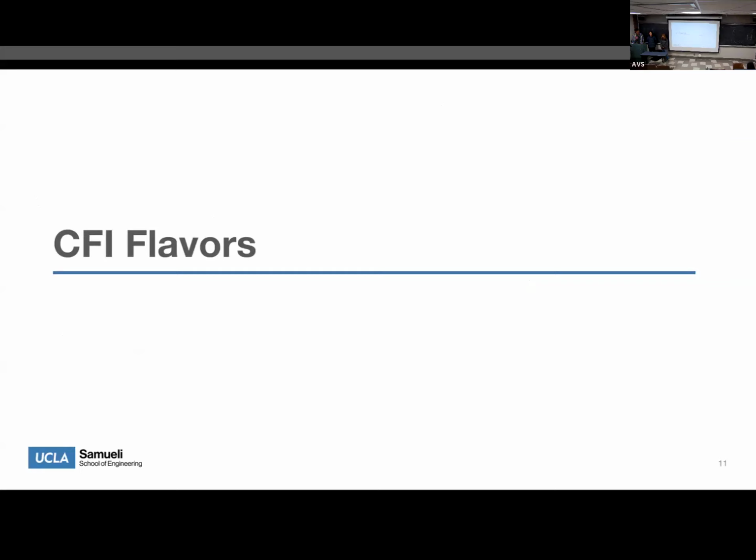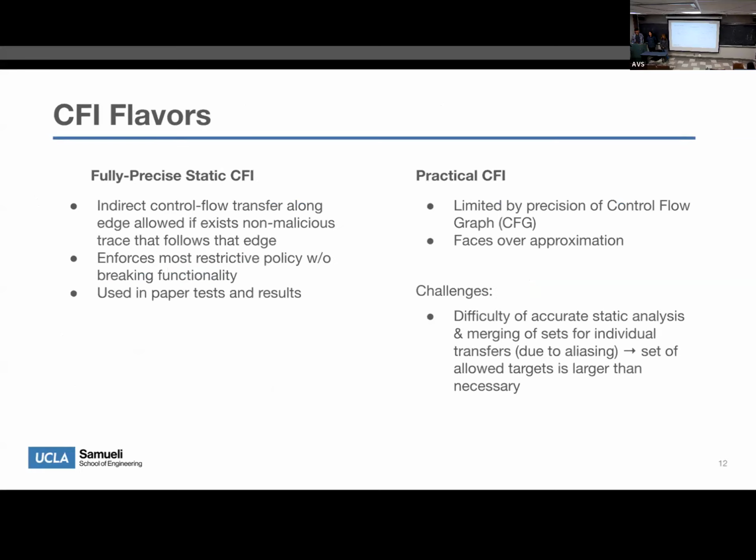So what are the different CFI flavors? There's fully precise static CFI, which is the most restrictive policy that does not break the program's functionality. This is where indirect control flow transfers along an edge are allowed only if there exists a non-malicious trace that follows that edge. This is used in the paper's tests in order to make a more meaningful analysis. And then there's also practical CFI, which is the actual implementation of CFI. This is limited by the implementable precision of the control flow graph, and this results in the set of allowed targets for a transfer being much larger than is necessary, presenting more possible attack venues.